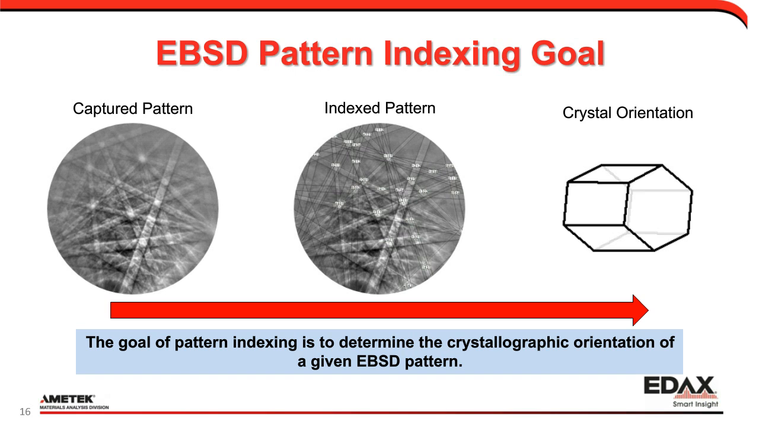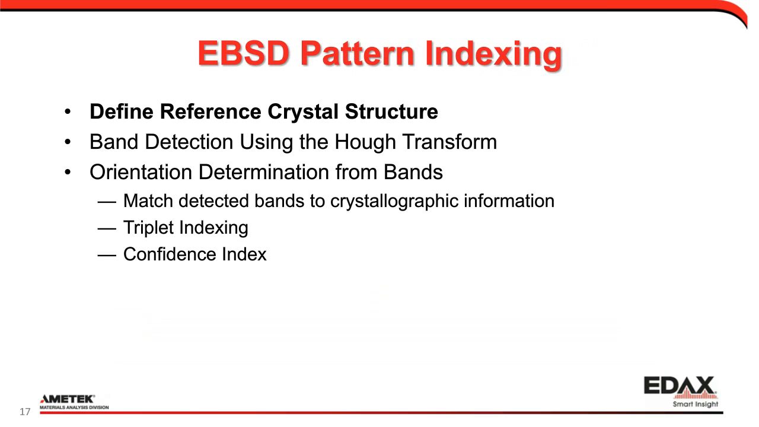So like I mentioned, we have a range of users, and when I looked at the attendees list, there's a range of people. So I apologize that this is a review for some of you, but it's a good introduction to the fundamental engine that's driving APEX EBSD. To be able to index a pattern, there's really three things we need to do. We need to know what we're trying to match it against. We have to define our reference crystal structure. We'll do our band detection, and then we'll do our orientation determination. So we'll first talk about defining this reference crystal structure.